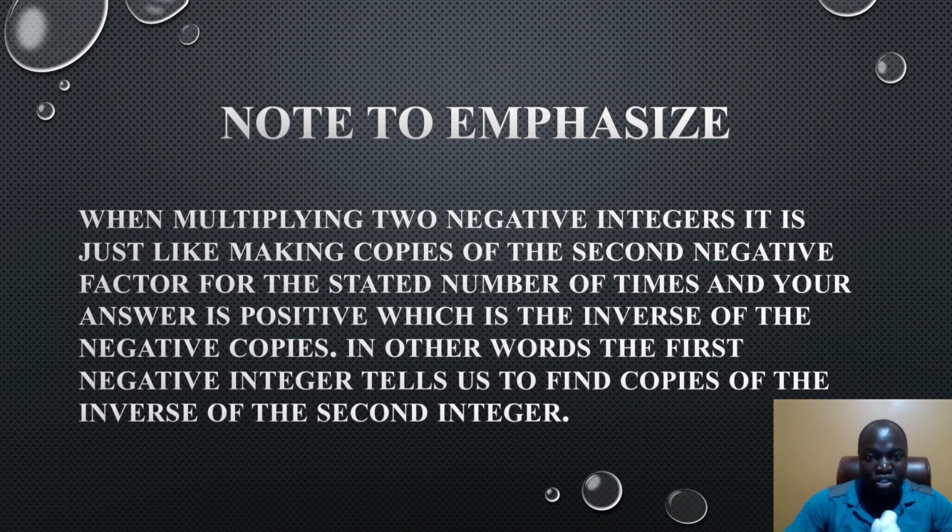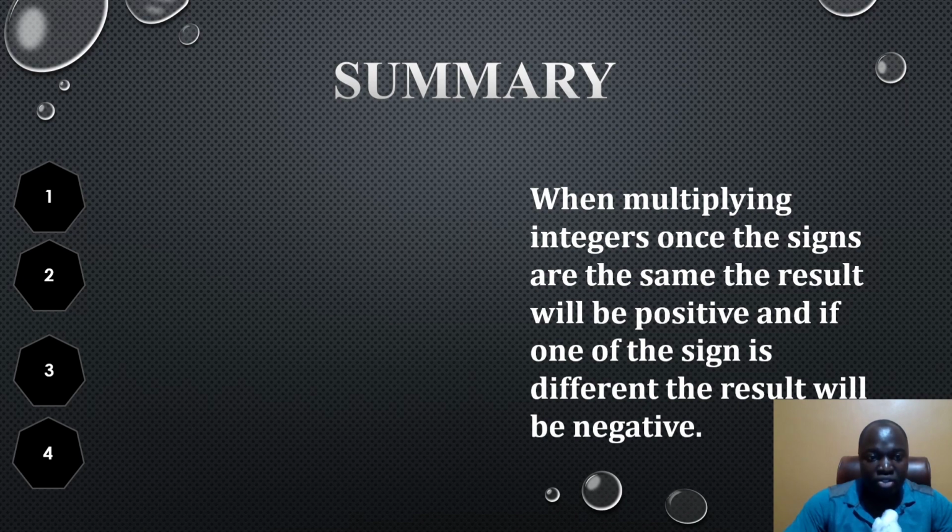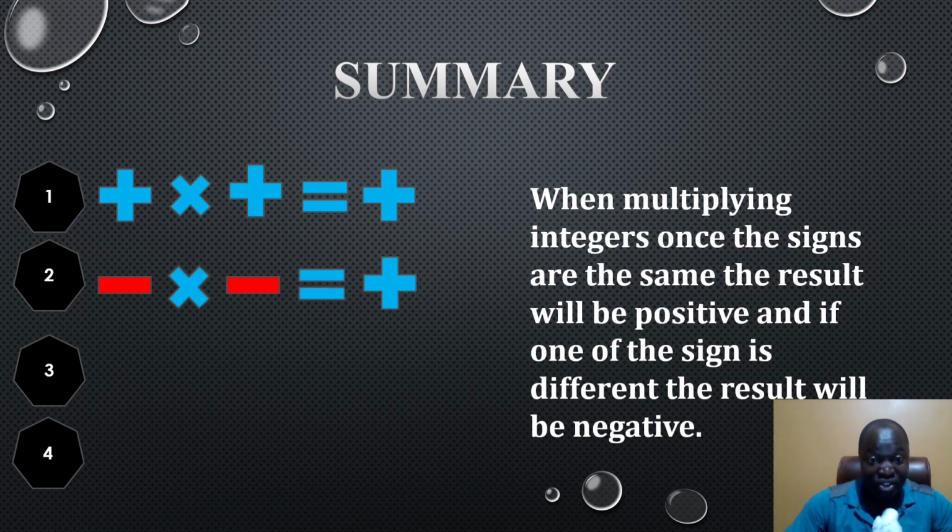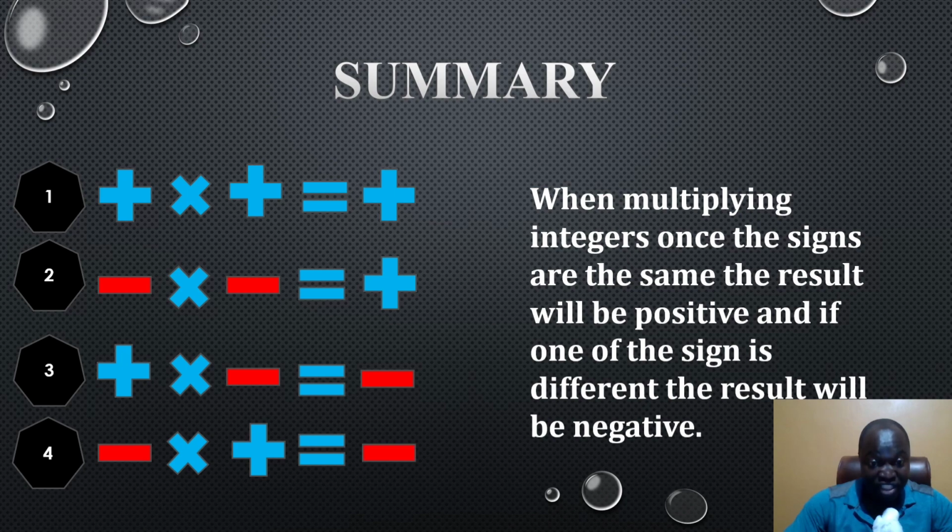All right, so let's look at a summary. The first thing is that positive times positive equals positive. Secondly, negative times negative equals positive. And thirdly, positive times negative is equal to negative, and negative times positive is still equal to negative. So from this we can note that when multiplying integers, once the signs are the same, the result will be positive. If, however, one of the signs is different, the result will be negative, as with number 3 and 4.